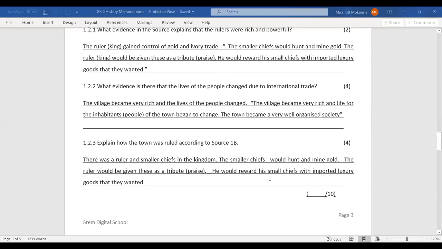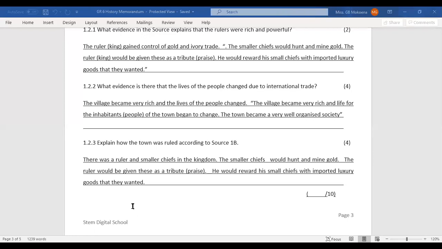So, number B2. What evidence is there that the lives of people changed due to international trade? Lloyd? Ma'am, when people started trading, it was because they needed each other's things. So when they got the things they needed, their lives changed and were made easier, and Mapungubwe became a more organized society. Nice one, thank you, Lloyd. Mark yourself correct.